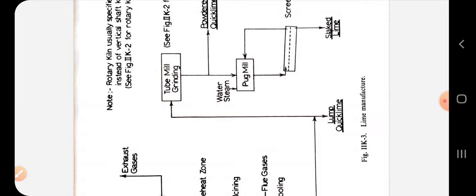Operation here is usually continuous, and the product from complete reaction is light, dry slaked lime, which is classified by screen or air separators to remove any leftover, which is not completely burned lime that did not hydrate. So the finely divided product is then packed and taken for shipping or storage.